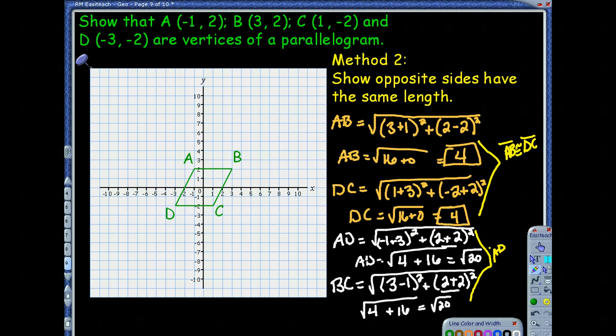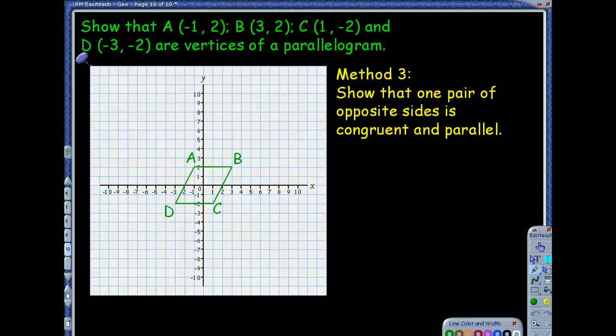And if you had to explain it, you would basically say, okay, I used the distance formula to find the lengths of the opposite sides and found that they were congruent. Perfect. Now, the last method is basically using that theorem that we used in that last 2-column proof. Notice it says one pair of opposite sides are congruent and parallel. So really, this is a combination method. If we're proving congruent, we're going to use the distance formula, and if we're proving parallel, we're going to use the slope formula.